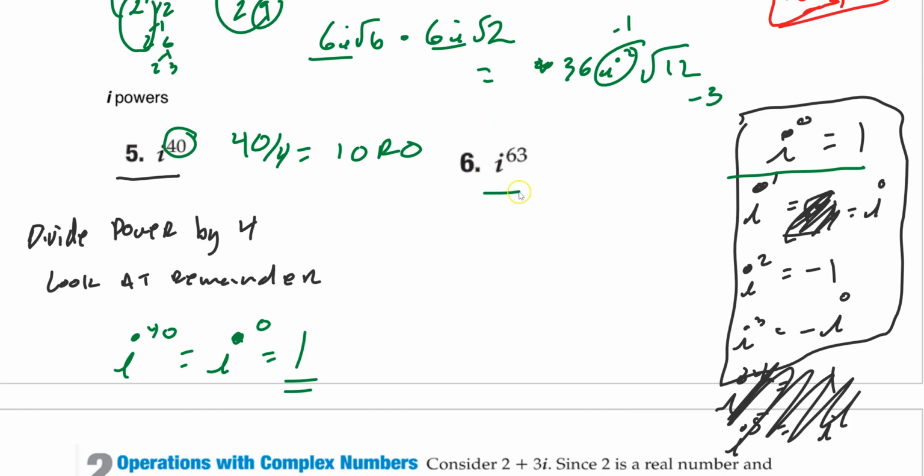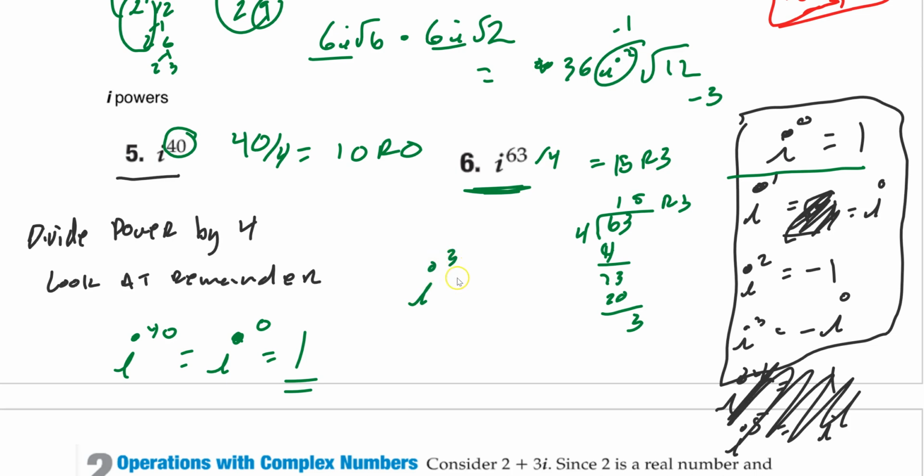Look at this one right here. i to the 63rd, so we're going to divide that by 4. 4 goes into 63 about 15 times, so 15 remainder 3. So again, this problem is the same thing as just saying i to the 3rd power. They're equivalent, because it goes around 15 times plus an extra 3. So this is the same as saying negative i. And that's the idea. If you want to find i to any power, since you know there's only 4 options, you just divide the power by 4, no matter what I give you.